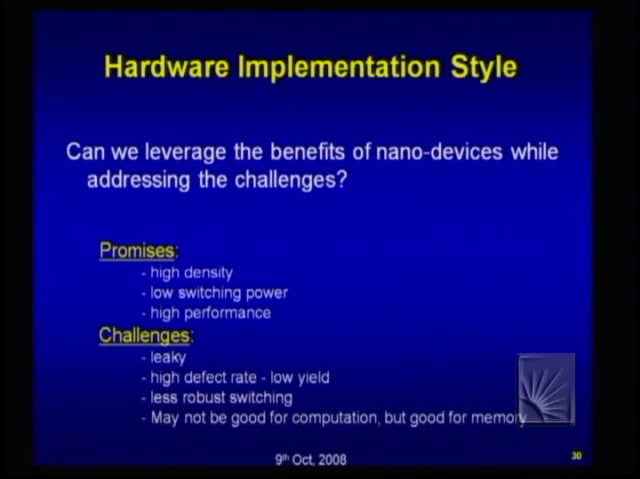Now, we know that the promises are in terms of density, low switching power and high performance, but definitely there are a lot of challenges. For example, leakage current, less robust switching, high defect rate and parameter variations, which corresponds to low yield. And the emerging nanoscale devices like carbon nanotubes and nanowires may not be good for computation, but they can be good for memory. So, can you somehow use memory for computation? These are the challenges.